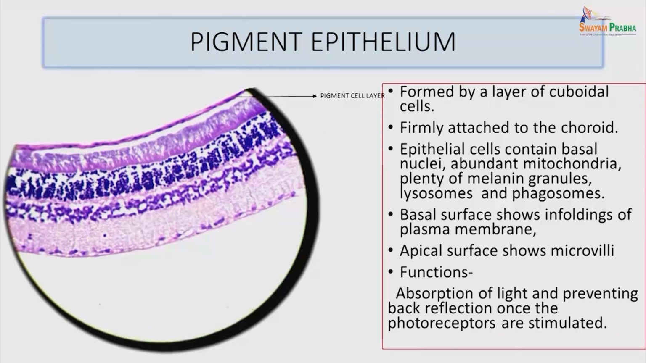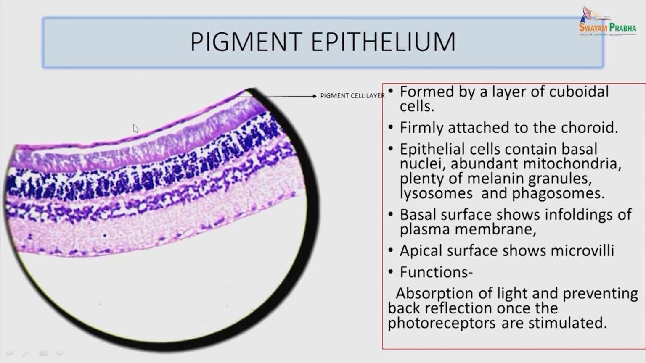Coming to the first layer, which is the outermost layer, pigment epithelium, it is formed by a layer of cuboidal cells firmly attached to the choroid. Epithelial cells contain basal nuclei, abundant mitochondria, plenty of melanin granules, lysosomes, and phagosomes. The basal surface shows infoldings of the plasma membrane. Apical surface shows microvilli. Functions: absorption of light and preventing back reflection once the photoreceptors are stimulated.